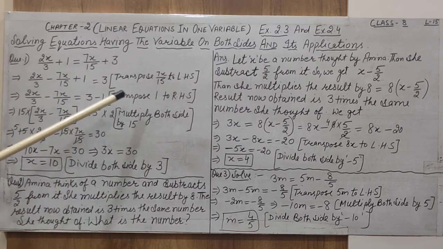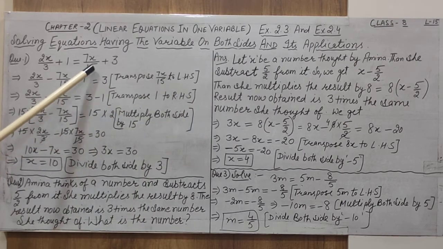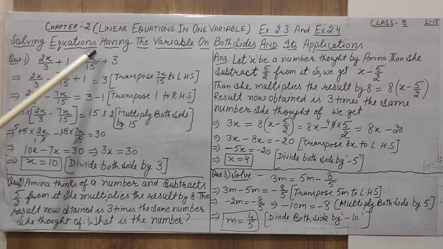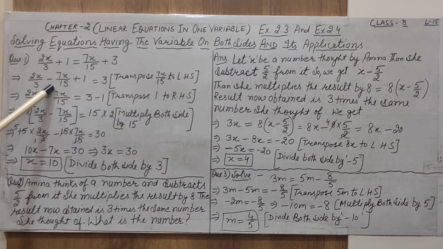For this we have to transpose 7x by 15 to the left hand side. When we transpose 7x by 15 towards the left hand side, first of all, its sign changes. Here the sign of this term is positive. When we transfer this term to the left hand side, its sign is negative. This is one thing.